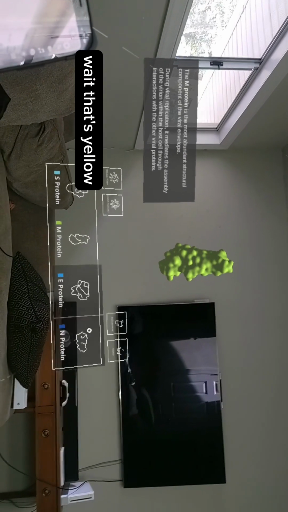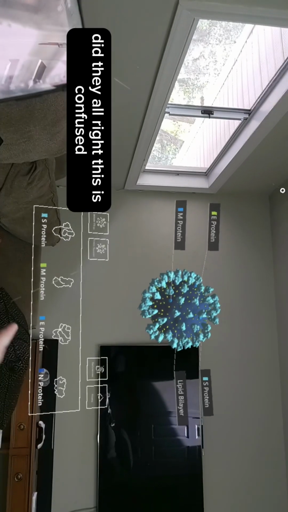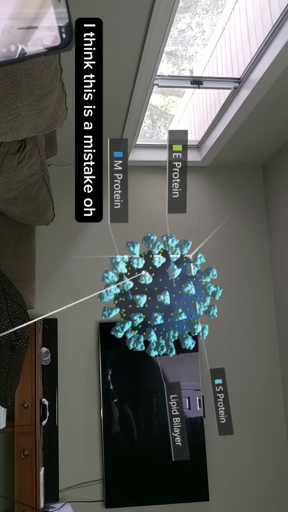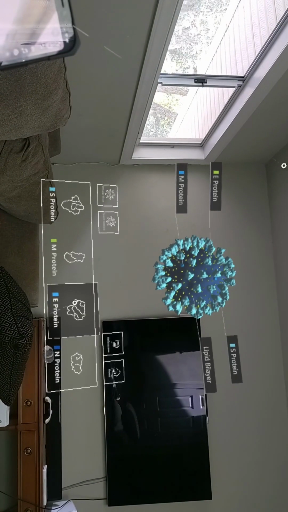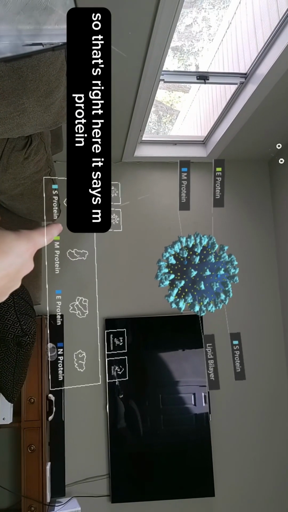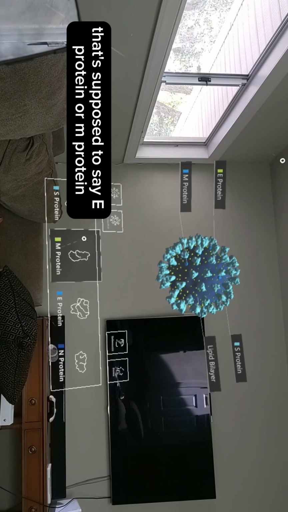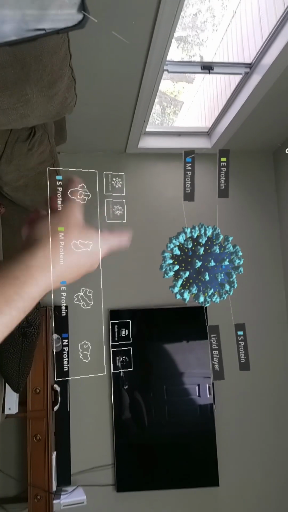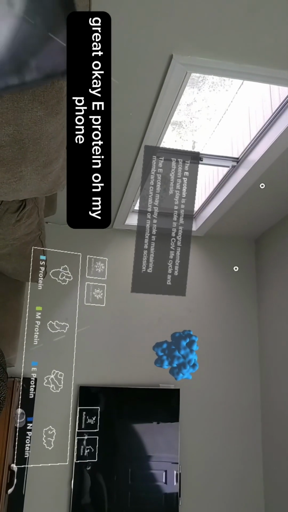Wait, that's yellow. The E protein is the blue one. Alright, this is confusing. I think this is a mistake. Oh. The E protein is the yellow one. So right here it says M protein. That's supposed to say E protein. Or M protein. Yeah, and that's supposed to say M protein. These are switched. One of those two are switched. I don't know which one is which. Great. Okay. E protein.